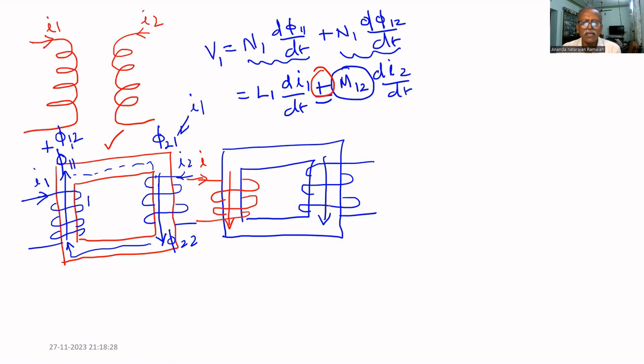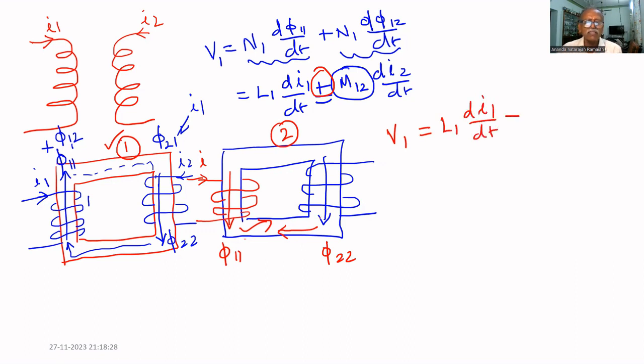Here, if you consider this flux comes this way, and this flux comes this way. That is, phi11 is downward, phi22 also downward. That's why they are opposing each other. In that case, for the second diagram, the orientation of winding is opposite for the first coil alone. Here V1 equals L1 di1 by dt minus M12 di2 by dt, because they are opposing each other.